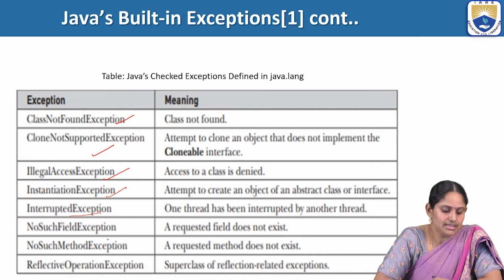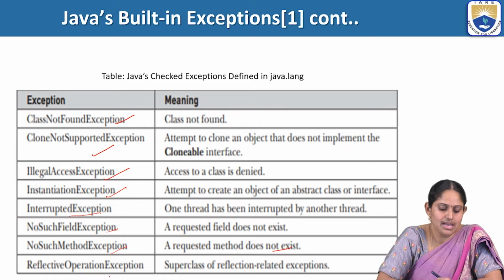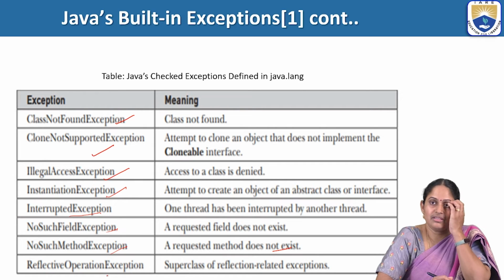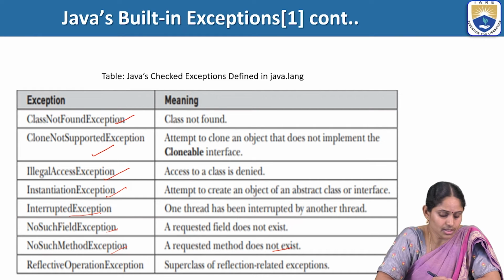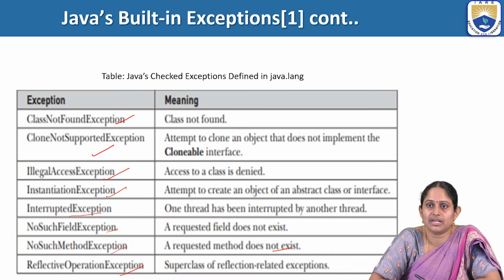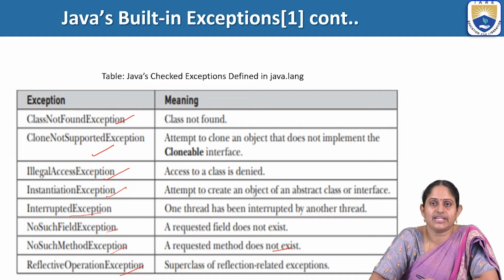Then we have the InterruptedException, which will be thrown when one thread is being interrupted by another thread. Then we have NoSuchFieldException, which will be thrown when the requested field does not exist. And NoSuchMethodException will be thrown when the requested method does not exist, like you are trying to access a method which is not defined inside our program or inside the JDK itself. ReflectiveOperationException is the superclass of reflection related exceptions. So these are some of the built-in checked exceptions defined in Java.